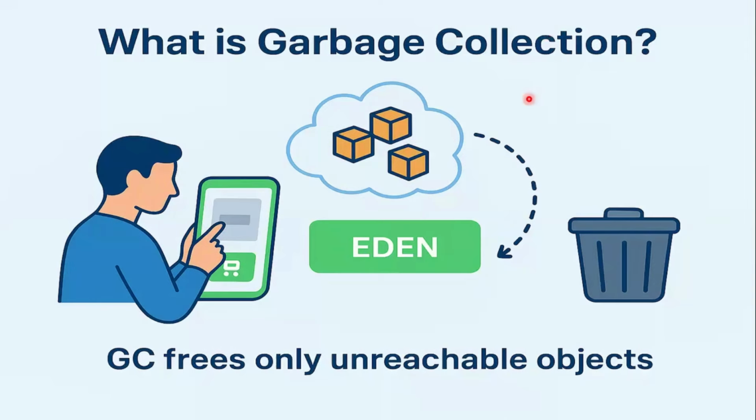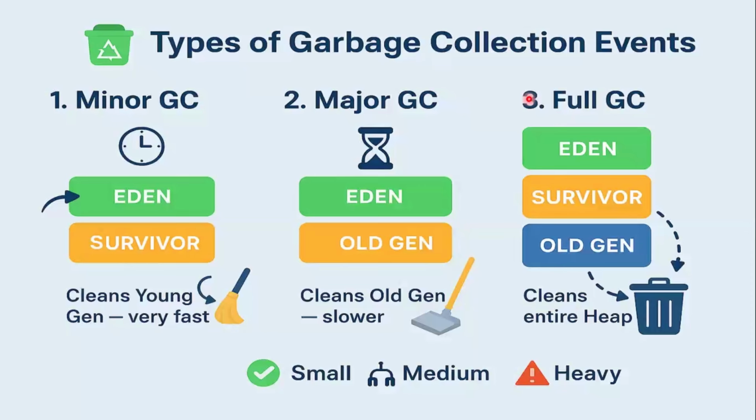Now let's look at the types of garbage collector events. These are majorly divided into three types: minor GC, major GC, and full GC. Minor GC cleans the young generation. These are very frequent and happen in milliseconds. An example in our e-commerce app: each new search creates objects. When the young generation fills, minor GC clears them.